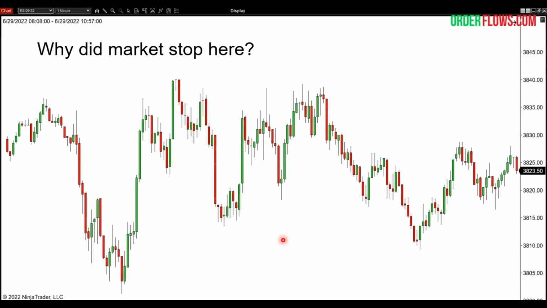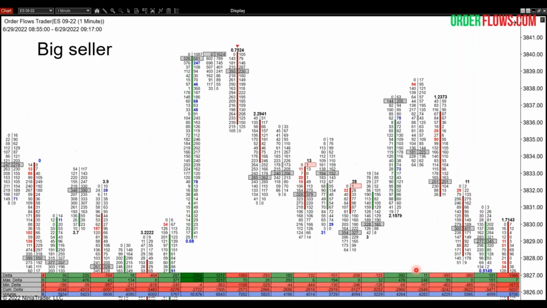So this is E-minis yesterday. Why did the market stop here? Market went up, stopped. Then market tried to come back up a couple times and stopped. And obviously, we're 100 points lower right now. If you're looking at the order flow, you can see you have a big seller up here. There's several thousand contracts on the offer up here. Basically, it's sitting in the book, it's trading, and look at what happened the first time it traded up there.